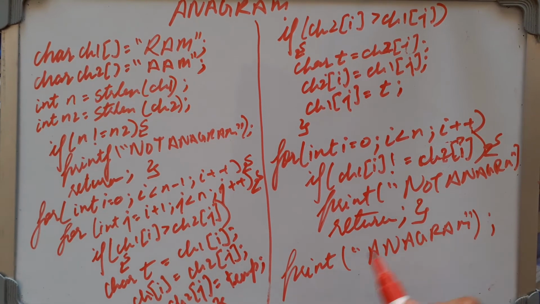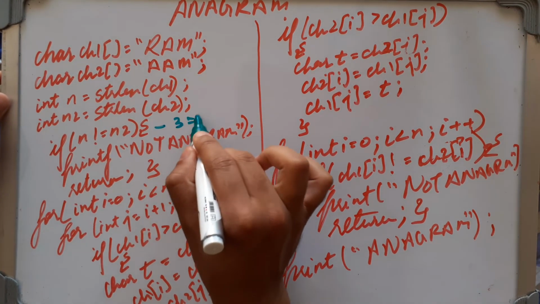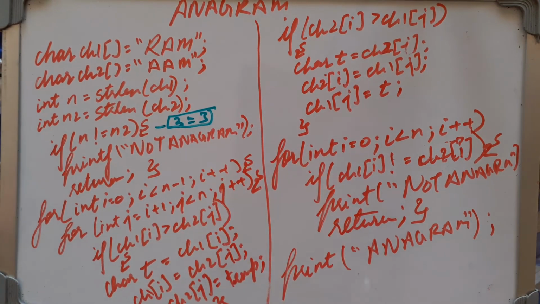Okay, now we'll tell you how this program works. First you are having Ram and Arm. It will check the length. Both are having length like 3 equals to 3. Yeah, it will store both.